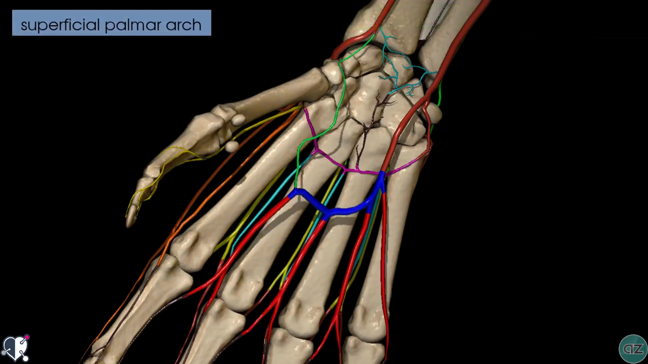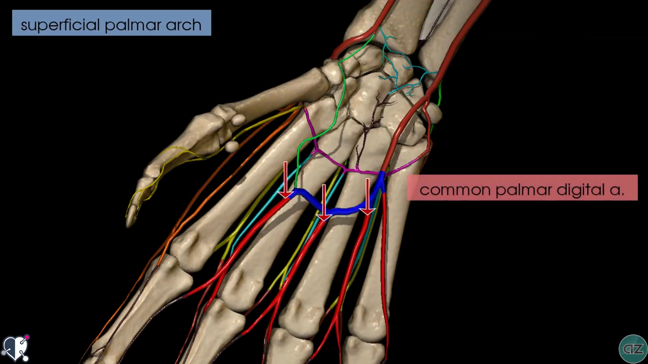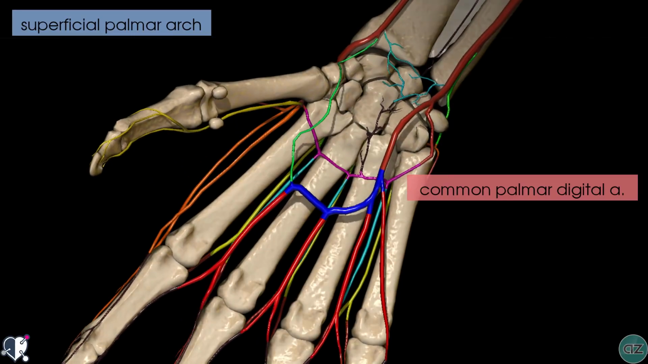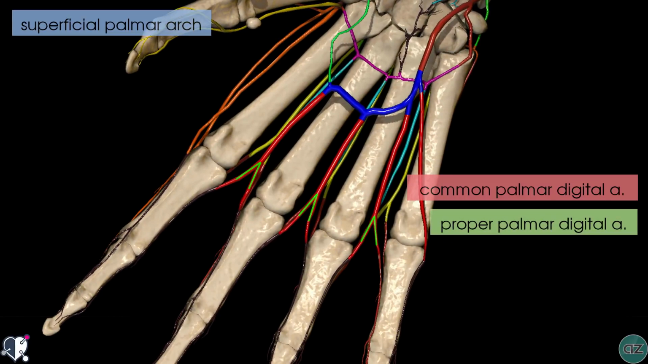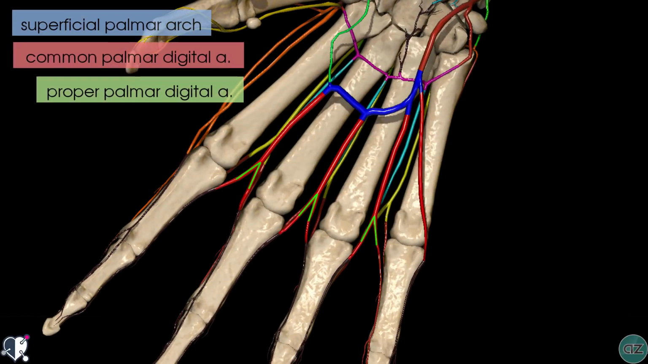Arising from the superficial palmar arch are the common palmar digital arteries. So you can see these highlighted in red. The common palmar digital arteries then divide into proper palmar digital arteries to supply the digits. And if we look medially, you can see this other branch which comes off to supply the little finger.